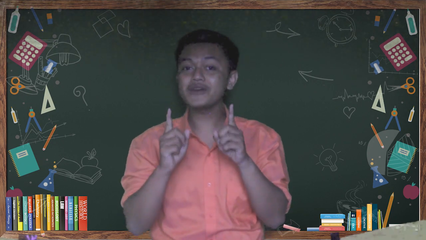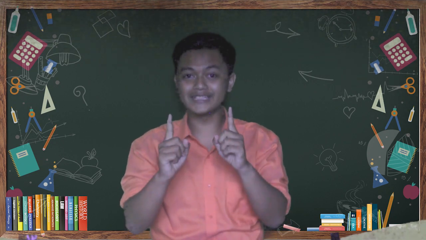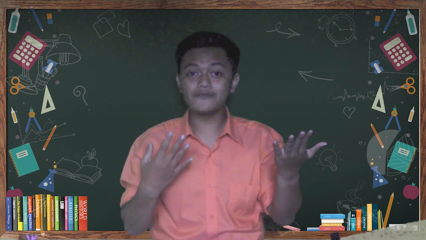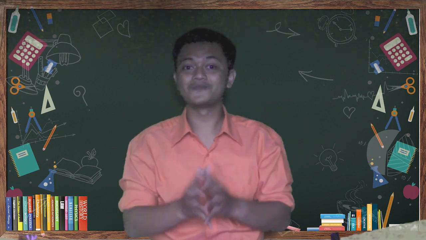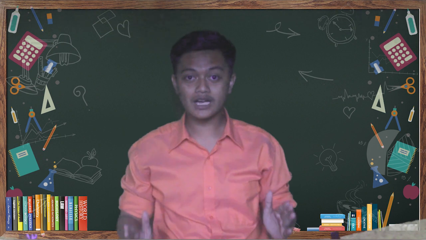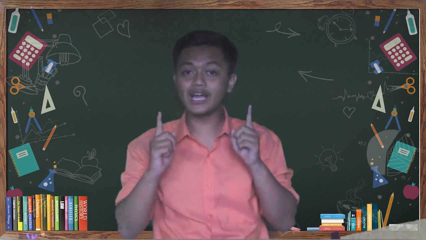So, if you get a good score, it means that you understand the concave lens and convex lens. Okay, up to this point, any questions? If you have questions, please write in the comments below and I will answer your questions directly.